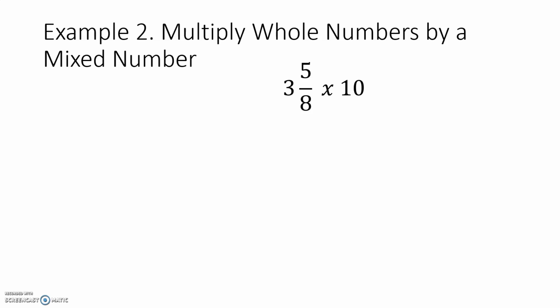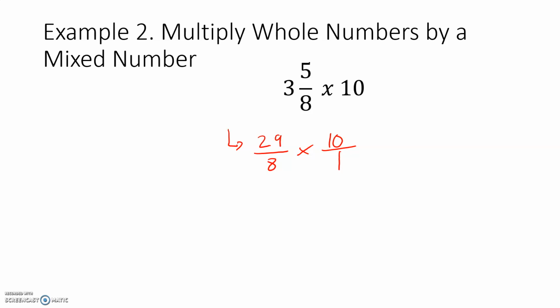All right, so multiplying whole numbers by a mixed number is very similar to a fraction. So the first thing that we need to do is convert everything into an improper fraction. That includes the mixed number as well as the whole number. So 3 5/8 as an improper fraction would be, 3 times 8 is 24 plus 5, 29/8 times 10 over 1. Okay, so I even made that whole number into a fraction.